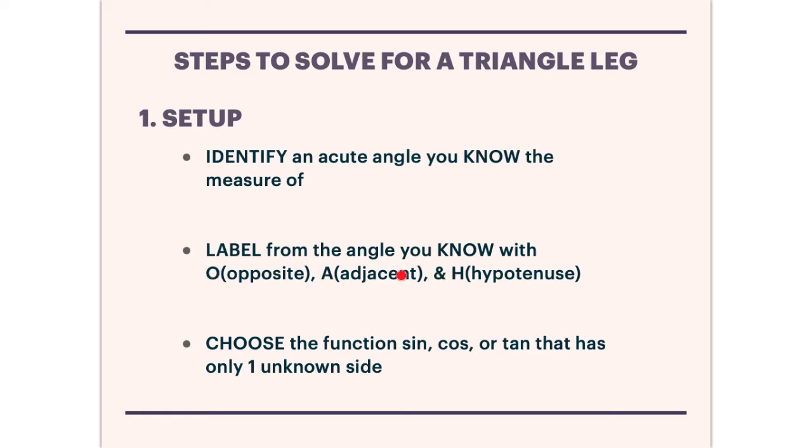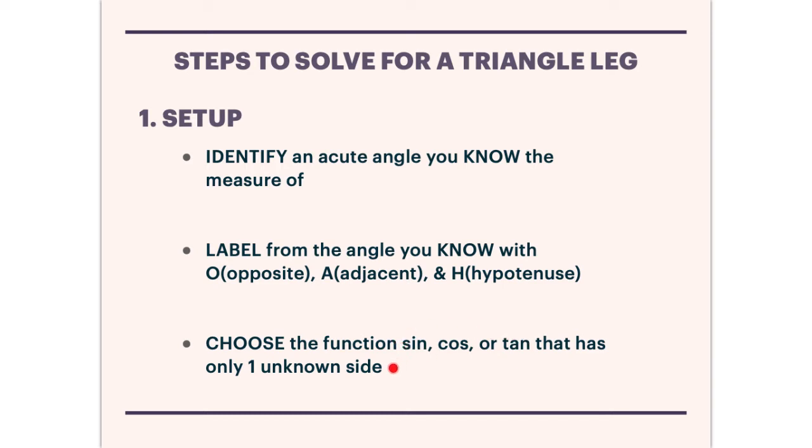Just put an O, A, and H for them. Then you're going to choose your sine, cosine, or tangent function. Now, when you choose which one you're going to use, it's your choice. And there's not always one right choice. Sometimes we have multiple options. But as you think through, do I want sine? You think about opposite and look at the hypotenuse.